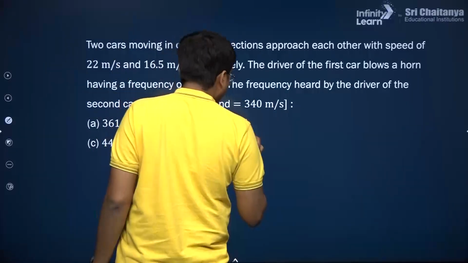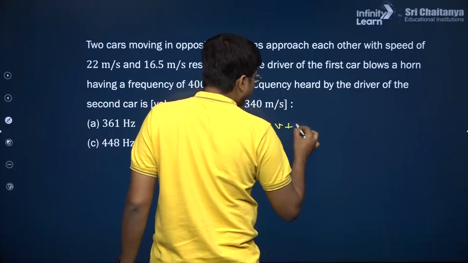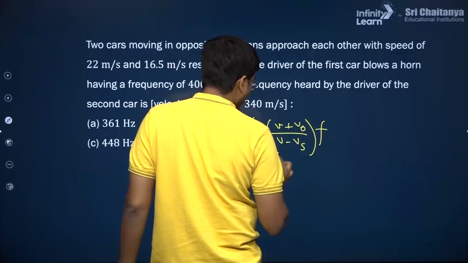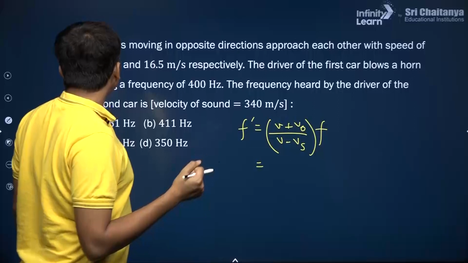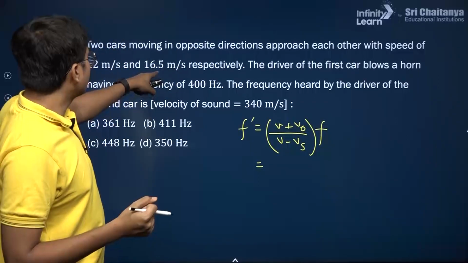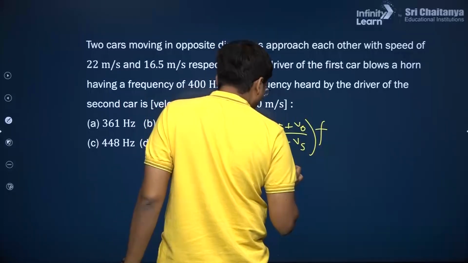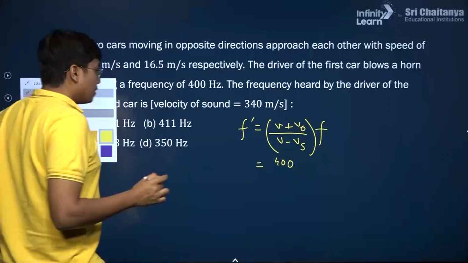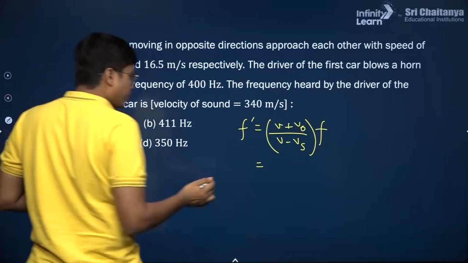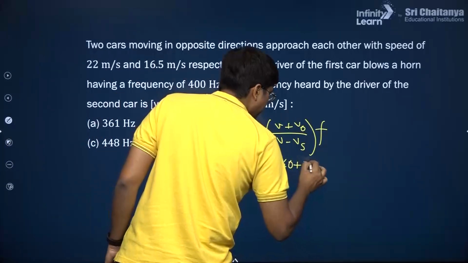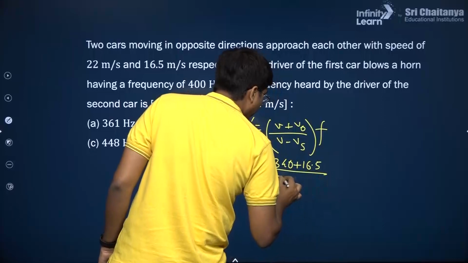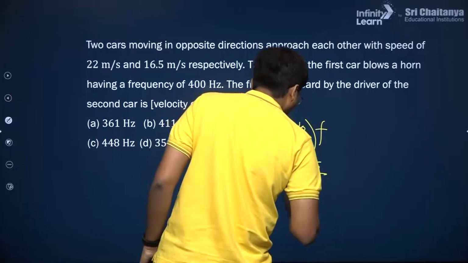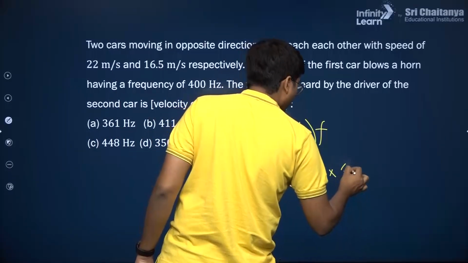So this is a regular Doppler effect question, which means you have source and observer coming towards each other. So your apparent frequency f dash is equal to V plus VO divided by V minus Vs into f, the original frequency. So V plus VO, what is VO? The observer is 16.5. The speed of sound is 340. The frequency was 400. So it's 340 plus 16.5 divided by 340 minus what is Vs, that is 22, into 400 over here.